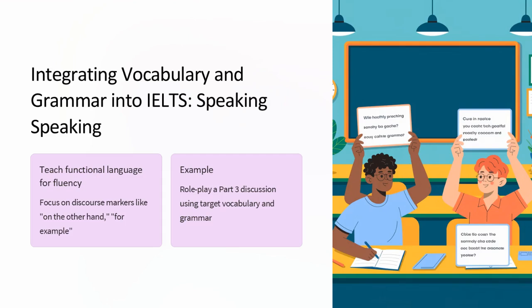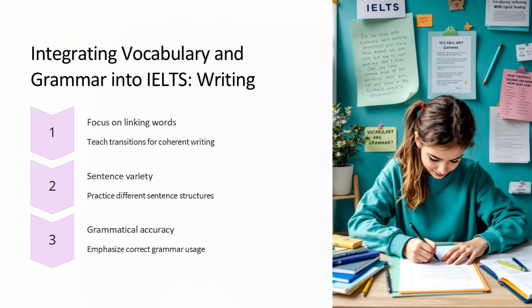Teach functional language for fluency, focusing on discourse markers like, on the other hand, and, for example. Role-play a Part 3 discussion using target vocabulary and grammar. Focus on linking words to teach transitions for coherent writing.